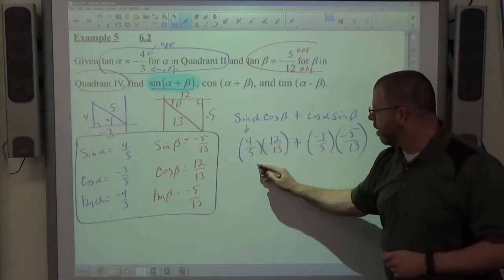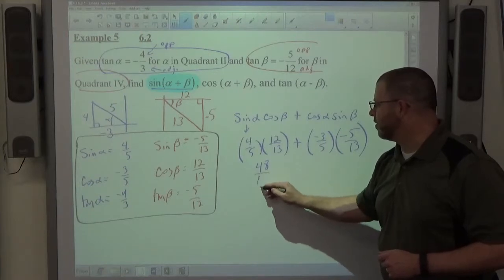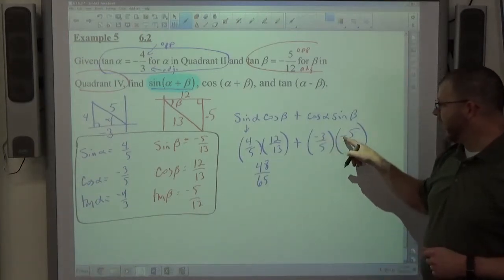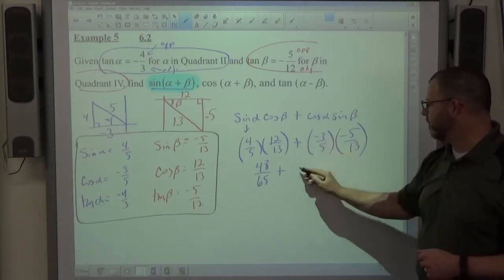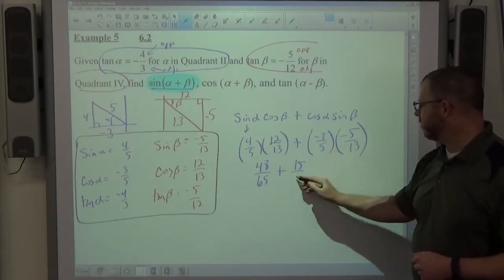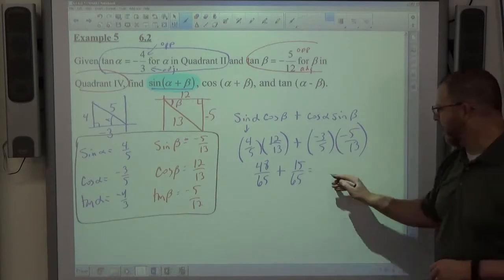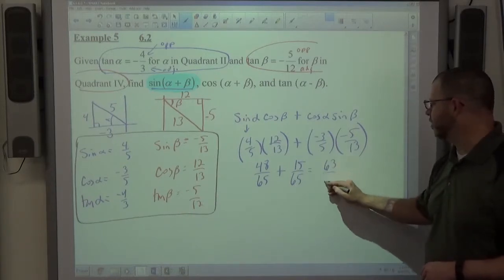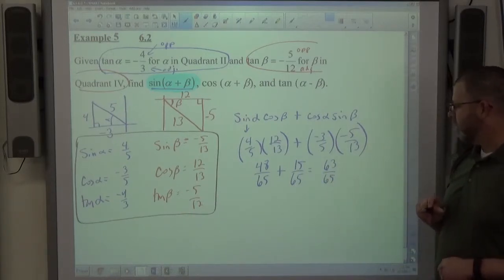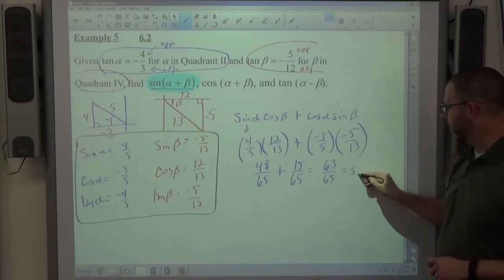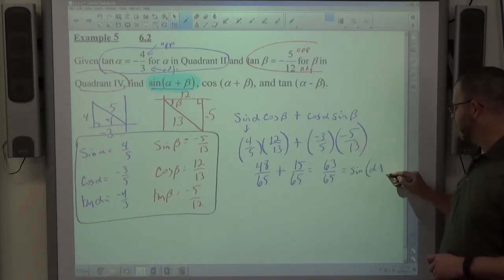So 4 times 12 is 48. 5 times 13 is 65. Negative, negative, positive makes a positive. 3 times 5 on top is 15. 5 times 13 is 65. Since they're both over 65, adding the fractions is now legal, so 63 over 65. And that's going to equal the sine of alpha plus beta.